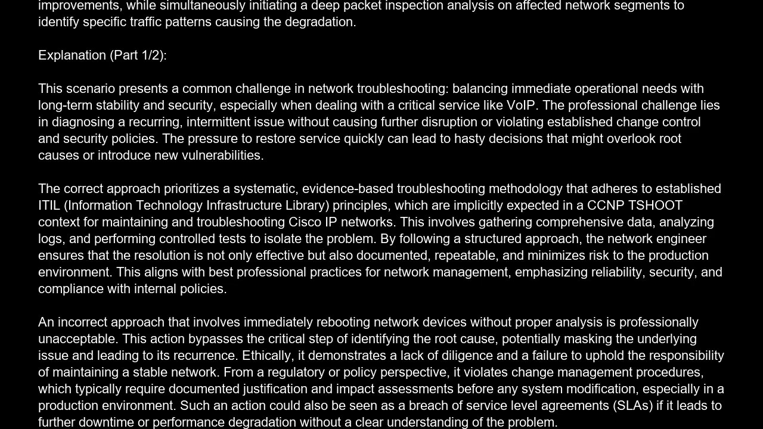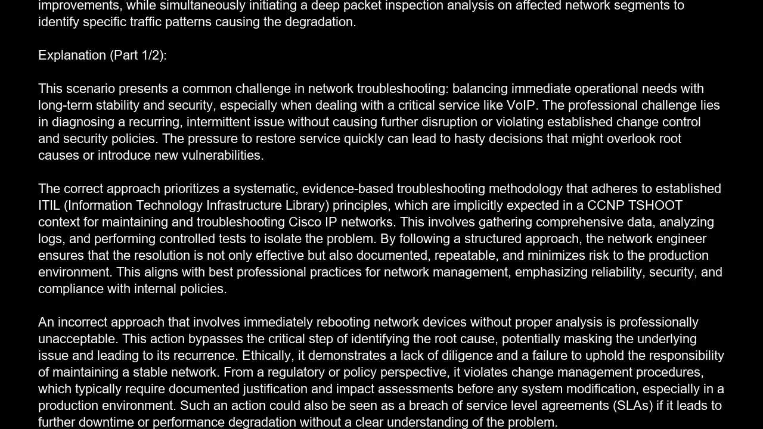new vulnerabilities. The correct approach prioritizes a systematic, evidence-based troubleshooting methodology that adheres to established ITIL (Information Technology Infrastructure Library) principles, which are implicitly expected in a CCNP TSHOOT context for maintaining and troubleshooting Cisco IP networks. This involves gathering comprehensive data, analyzing logs, and performing controlled tests to isolate the problem.